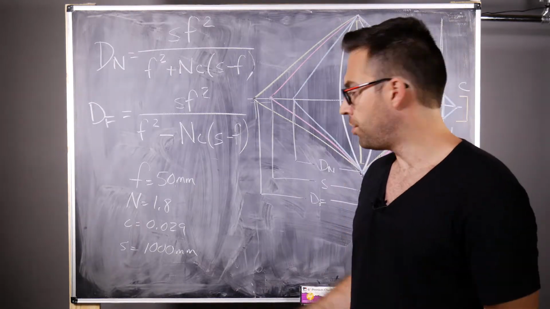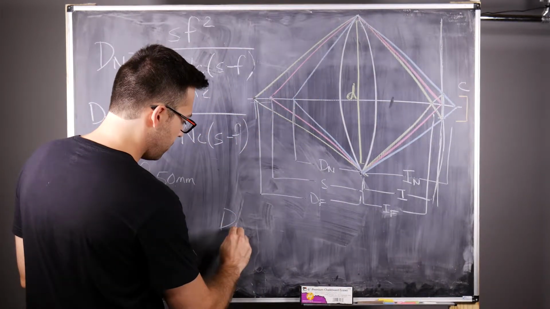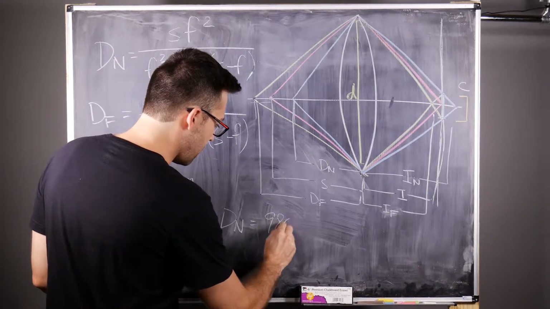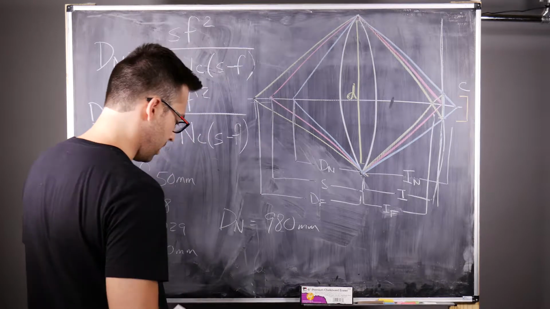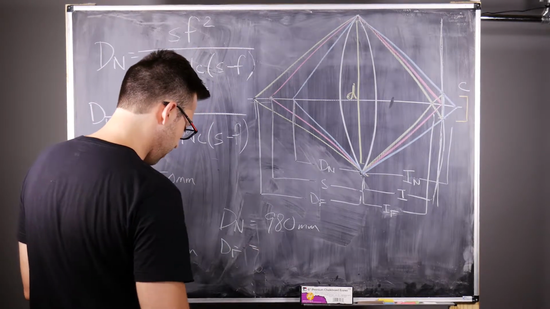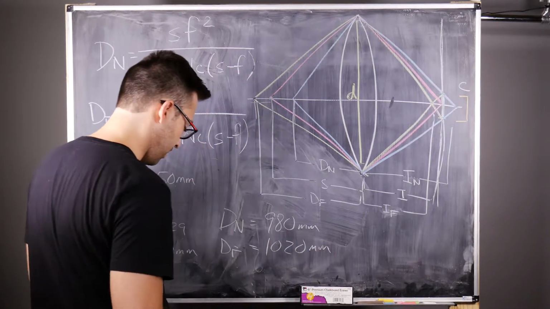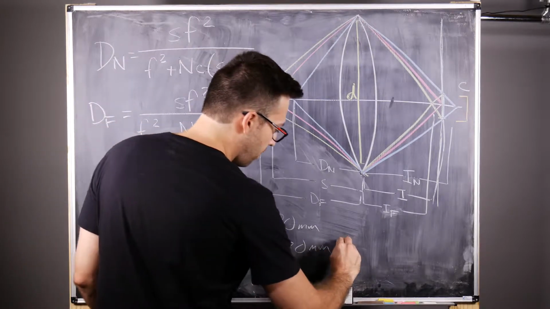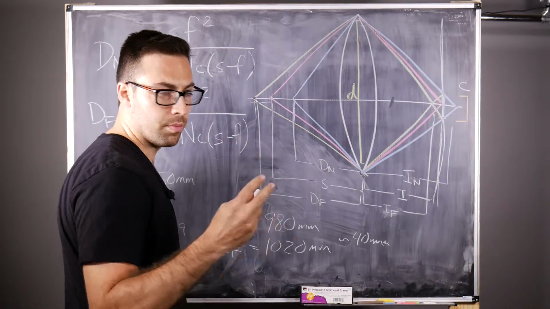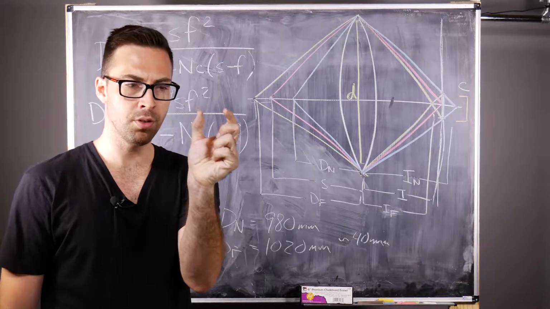So I'm going to use my notes and cheat, but if we plug these numbers in, we find that the distance of the near point of focus is 980 millimeters, roughly, give or take. The distance of the far object is roughly 1,020 millimeters, give or take some rounding. So the difference is about 40 millimeters, or about 4 centimeters, so not even 2 inches. So we're talking about a very minuscule depth of field.